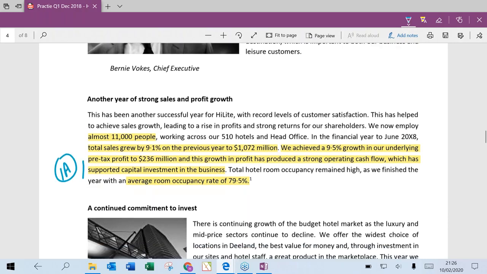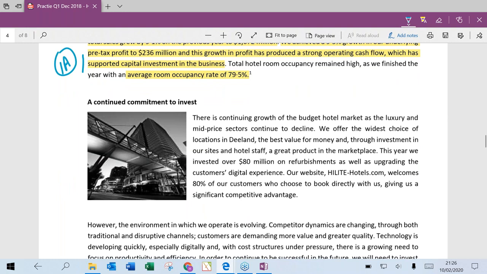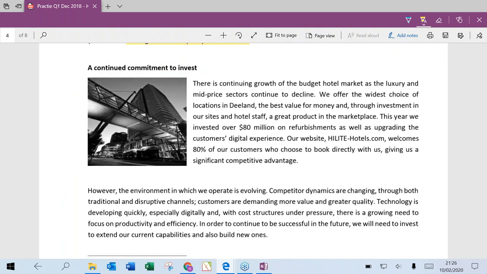A continued commitment to invest. Let's see. There is a continued growth of the budget hotel market as the luxury and mid-price sectors continue to decline. Interesting. That's an external thing. This is good for us because we operate as a budget. We offer the widest choice of locations. We have already covered that. The best value for money, and through investment in our sites and hotel staff, a great product in the marketplace. We already highlighted all these things, so we know all this.